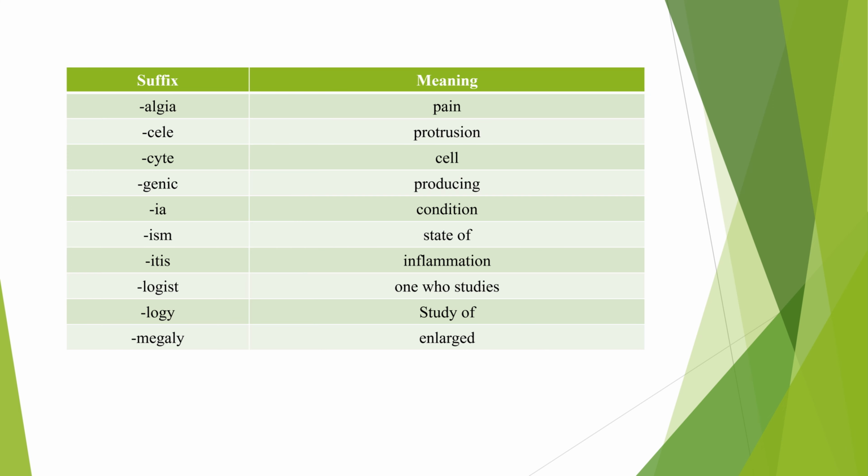Let's see some commonly used suffixes. Algia means pain. Cele means protrusion. Cyte means cell. Genic means producing. IA means condition. ISM means state of. Itis means inflammation. Logist means one who studies. Logy, study of. Megaly refers to enlarged.